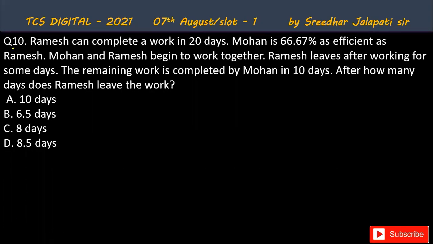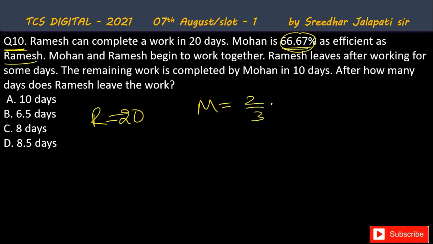So here is the solution for question number 10. Ramesh can complete a work in 20 days. And Mohan is 66.67% as efficient as Ramesh. That means Mohan is 66.67, which is nothing but two-third of Ramesh. As efficiency is two-third, time taken will be 3 by 2.